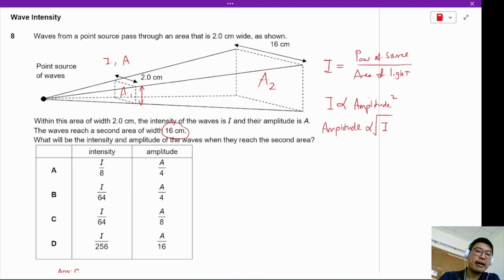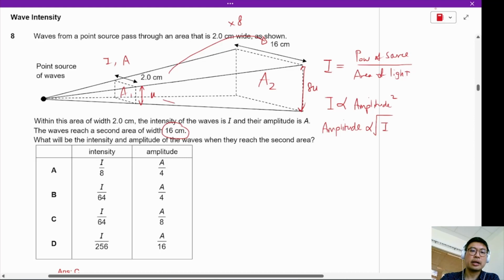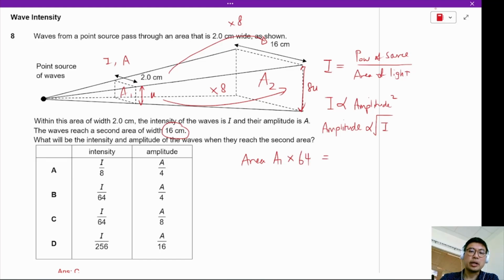Now, let's call this length our unit U. I don't know how big this box is because it never said so. But using the idea of similar triangles, you notice that this 2 cm becomes 16 cm. So that means you multiply by 8. So this also must be multiplied by 8. So this is 8U. So let's talk about the area. This is times 8 and this is also times 8. That means the area A1, you multiply by 64 to get area A2, because you multiply by 8 for the breadth as well as the height.